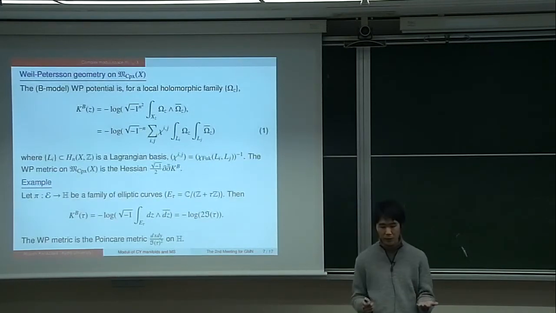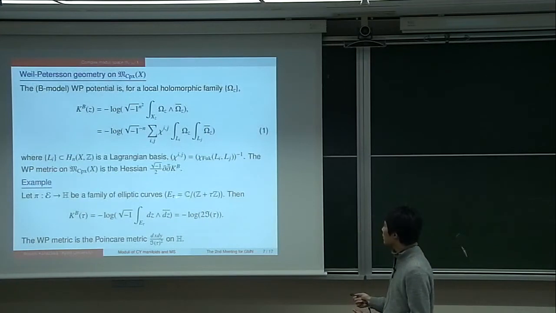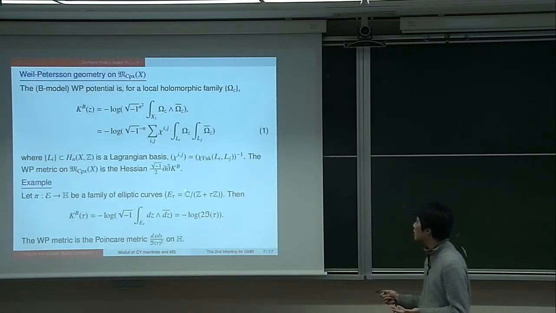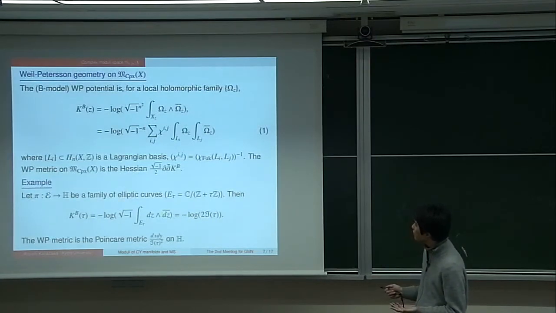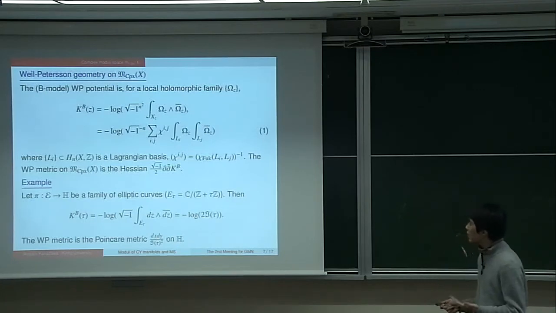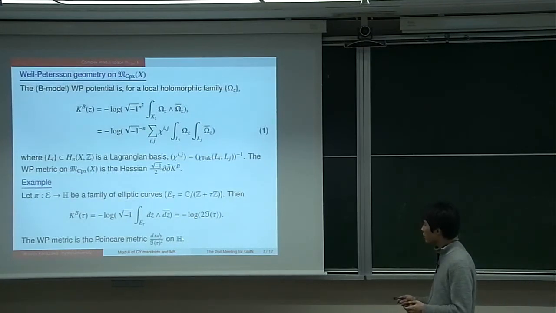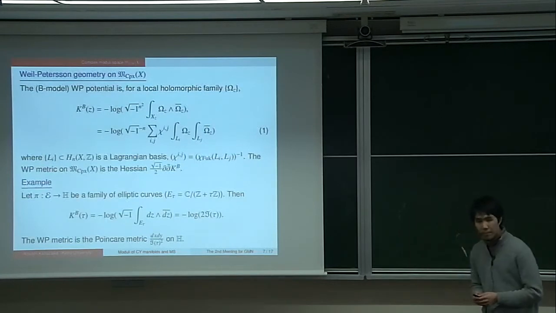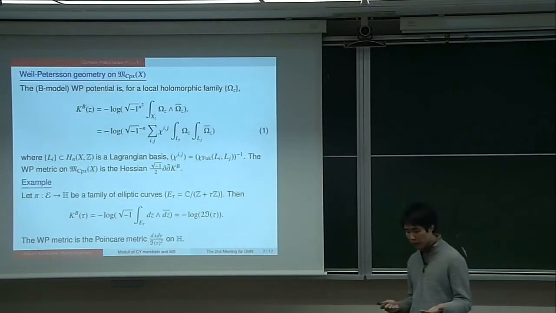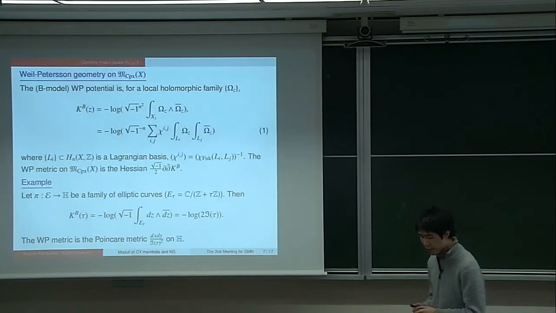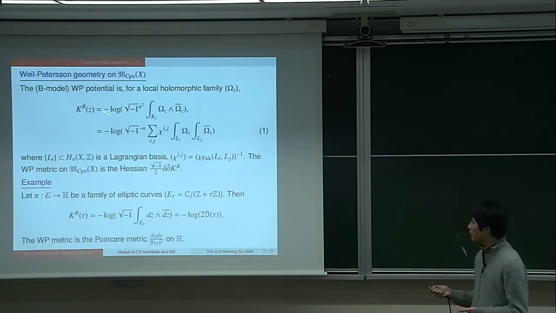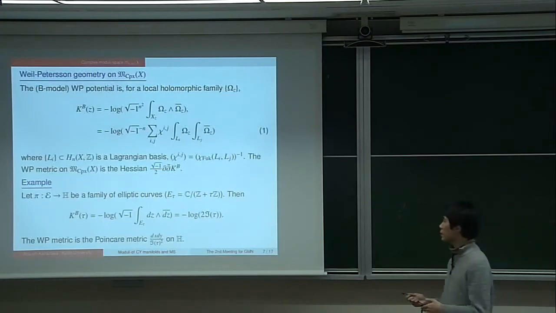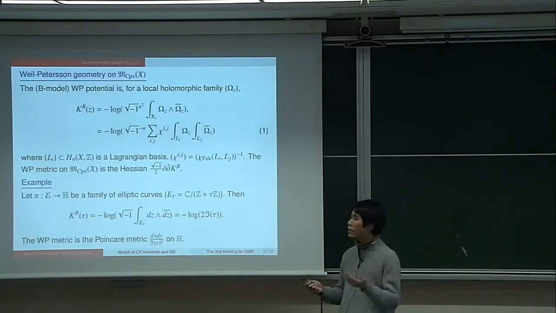For example, if you consider a family of elliptic curves, with the fiber over the upper half space where the fiber over tau is just a standard elliptic curve, then by definition you can compute the potential as follows, and it gives rise to the Poincaré metric on the upper half space. And if you consider suitably polarized or lattice polarized K3 surfaces, the moduli is a symmetric domain of type IV, and the Weil-Petersson metric defined in this way is nothing but the classical Bergman metric. So it's a sort of generalization of the classical nice metric.